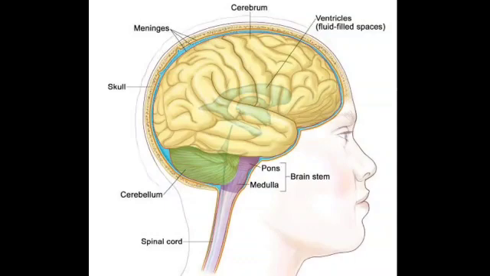The main function of medulla oblongata, it is the most important part of the brain because it controls the involuntary actions. So what are some of the involuntary actions? Heartbeat, breathing, sneezing, coughing, swallowing, vomiting, movement of food through the food pipe, and secretion of glands. All these are involuntary actions which are controlled by the medulla oblongata.